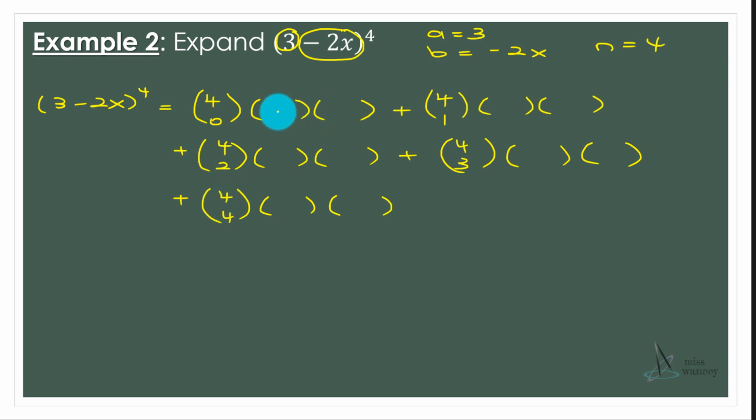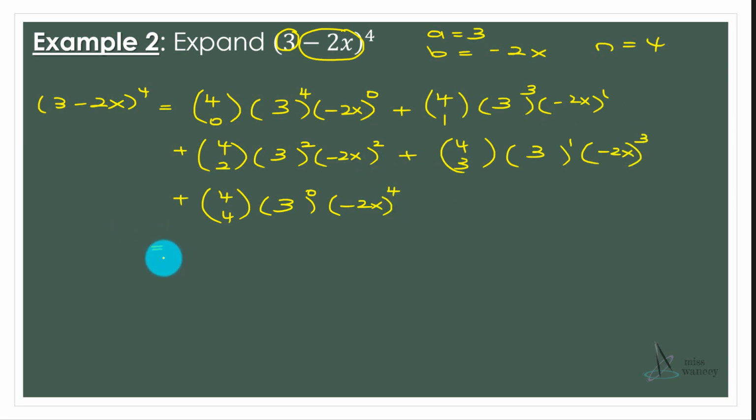Okay, so the second one should always be the value of a, so this is 3, 3, 3, 3, and 3. So for the power of a, we should start with the highest power, which is 4 over here. So 4, 3, 2, 1, 0. And then we write down the b. So this is negative 2x, negative 2x, negative 2x, negative 2x, negative 2x. So we are going to start with the lowest power, 0, 1, 2, 3, and 4.